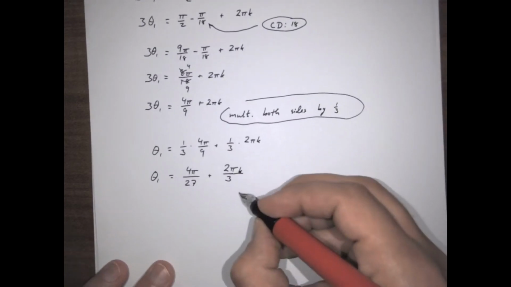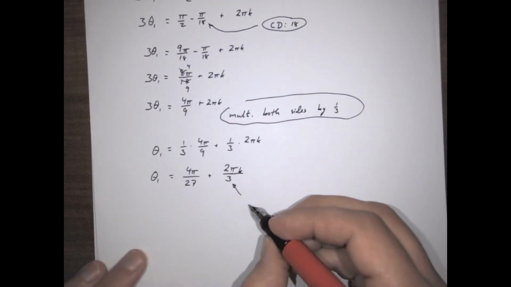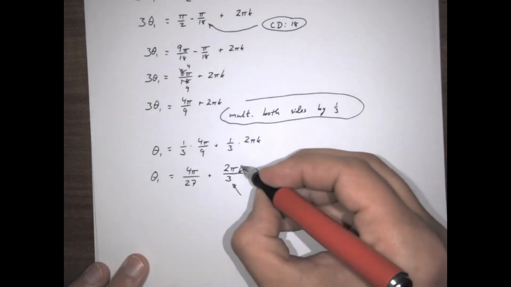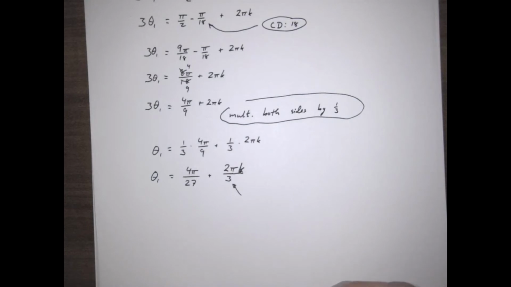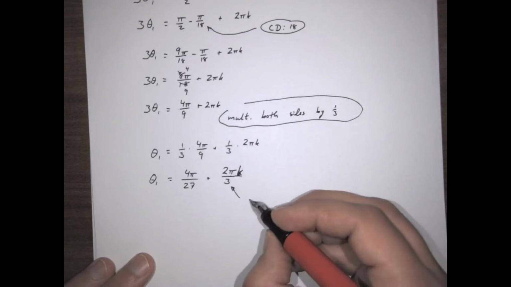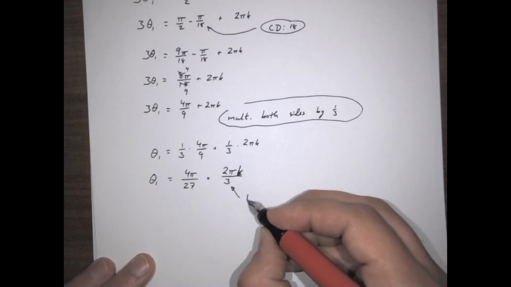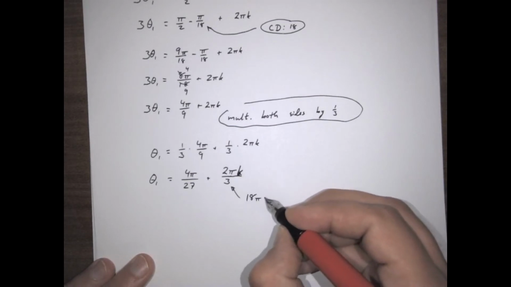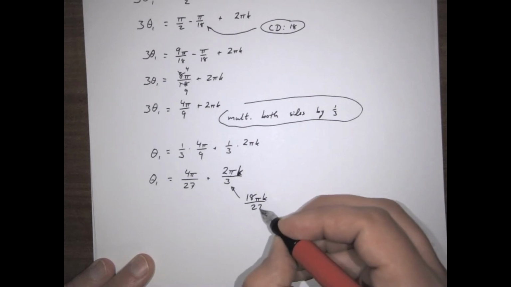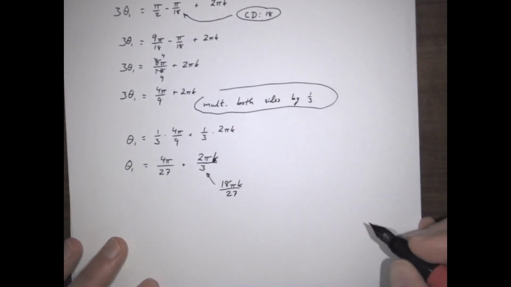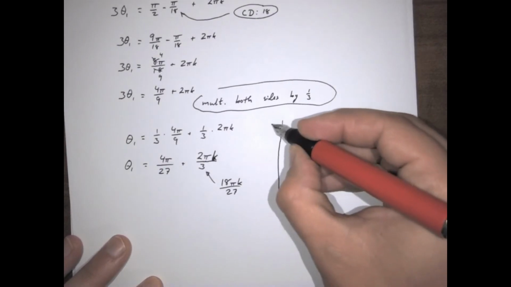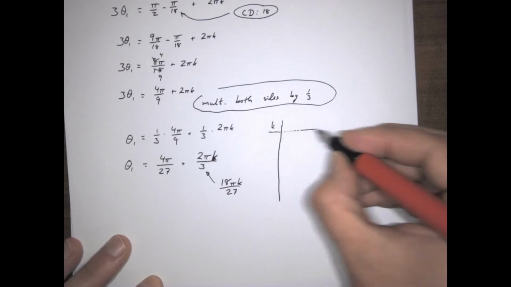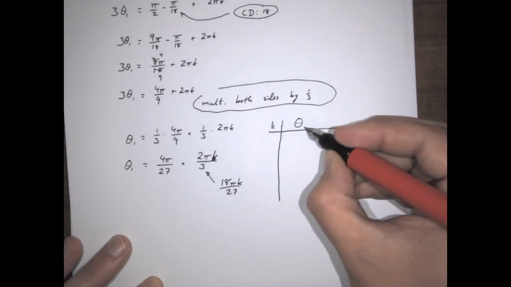And then here, once again, if we want to put this into the same format as the other one, we figure out the factor that has to be multiplied by in order to make it 27. That'd be 9. So this is the same as 18 pi k over 27. Okay. So then we can start just listing out the k's and figuring out what theta would equal.